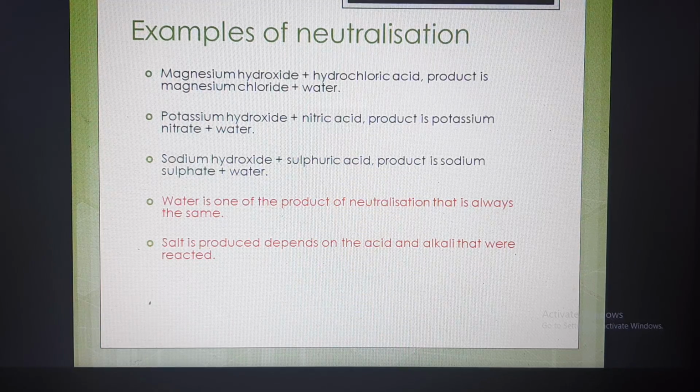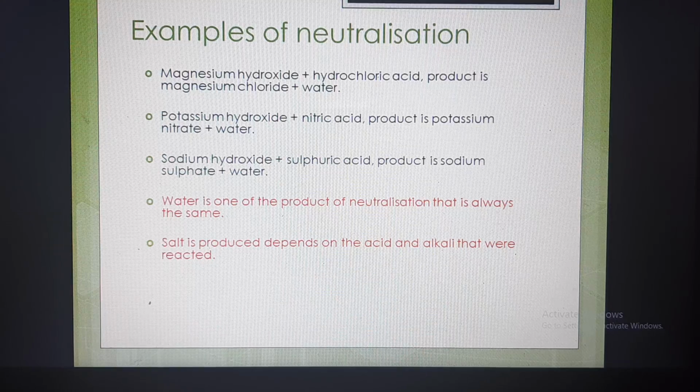See, in these three equations, the water is the same everywhere. Water is one of the products. So we can say water is the common product formed in all neutralization reactions. But see the salt formation. Everywhere we got salts, but the name of the salt is different. Why is it different? Because we use different acids and different alkalis.